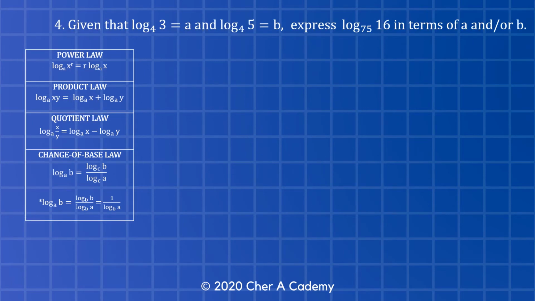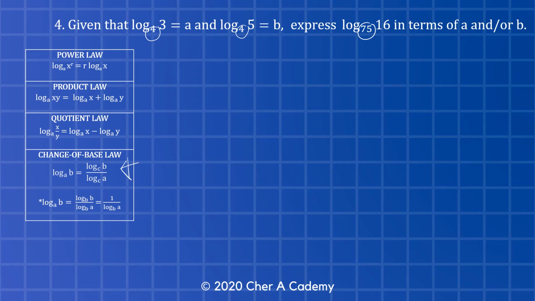Okay, question 4. Given that log base 4 of 3 is equal to a and log base 4 of 5 is equal to b, express log base 75 of 16 in terms of a and b. Okay, so this question is quite obvious that we have to use the change of base law. Why? Because I have log base 4 here, I have log base 4 here, but I have log base 75 here. These are all different. This is different from the rest.